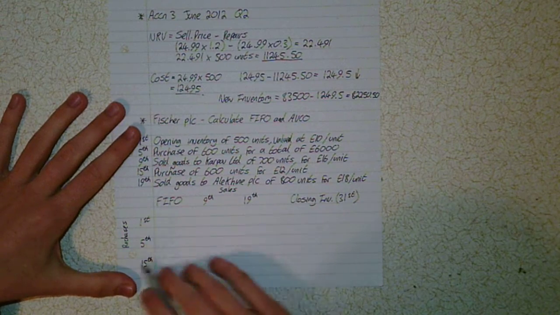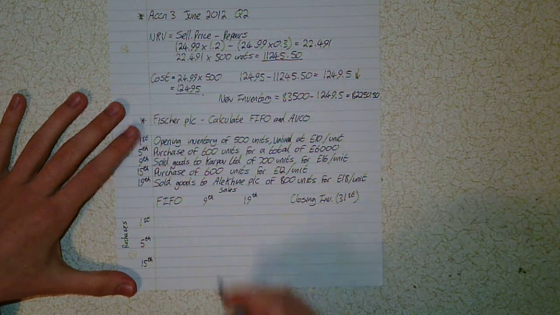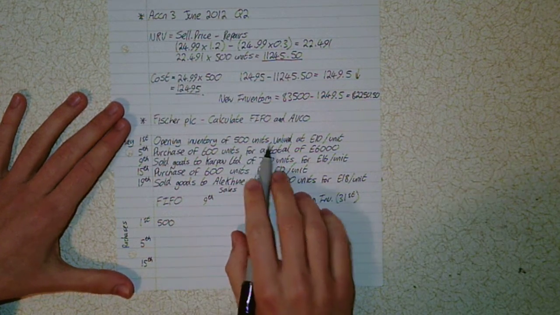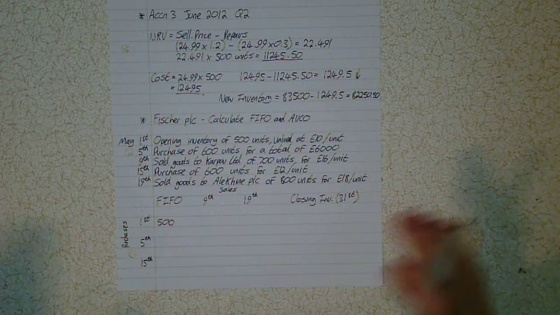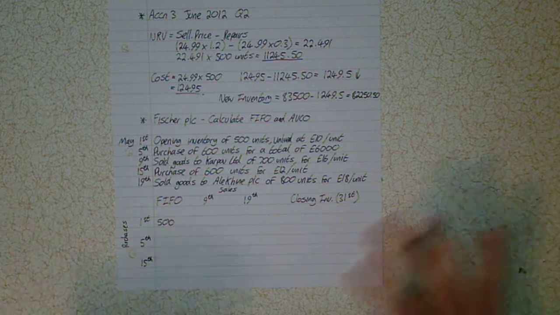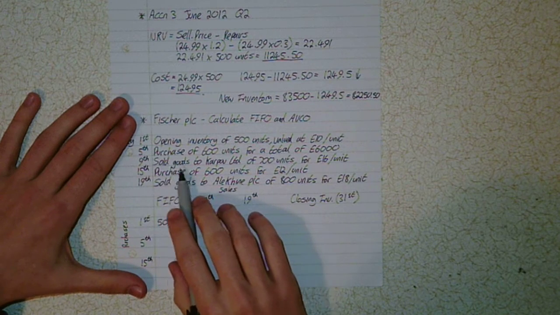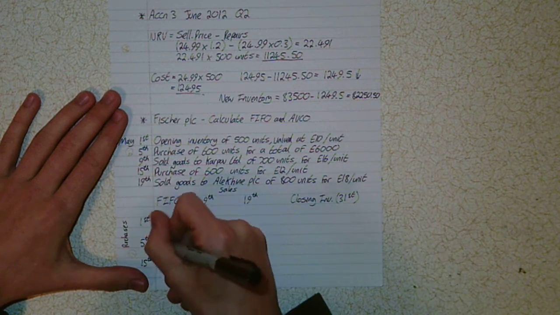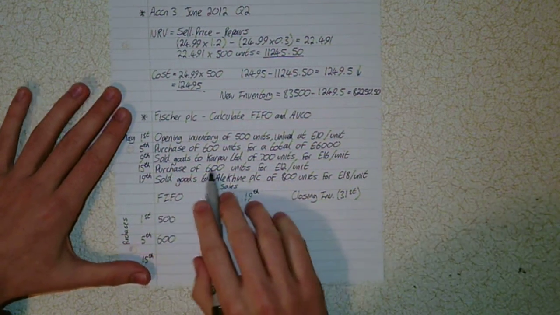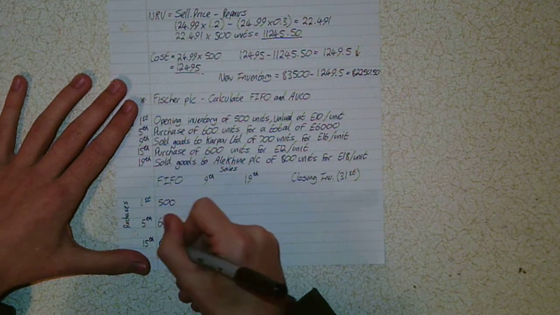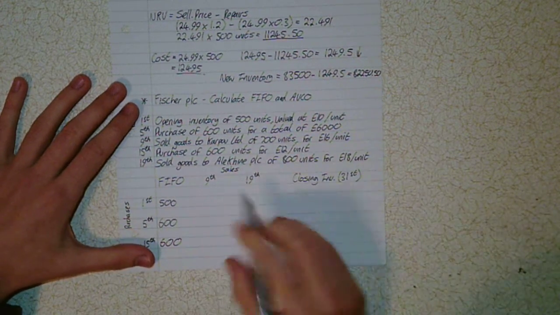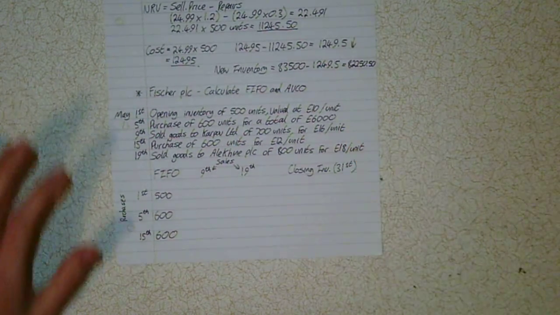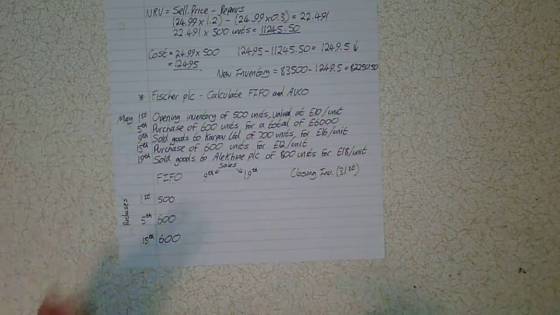So along my left hand side here, I have all my purchase dates. So I opened up with 500 units. So opening inventory 500 units. I don't care about any purchase figure or cost prices right now, not yet. And purchases: I bought 600 units on the 5th, and on the 15th I bought another 600 units. And then these are my sale dates, these two here. Sold goods on the 9th and sold goods on the 19th. So purchases, sales, simple as that.